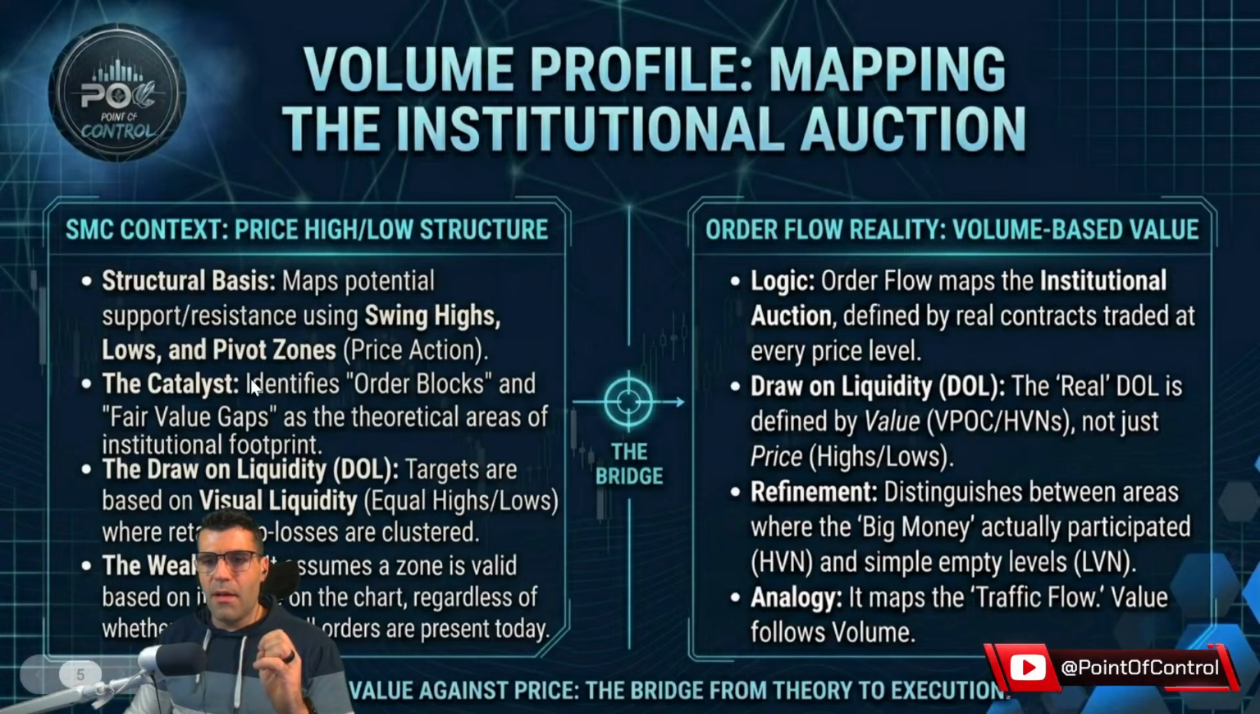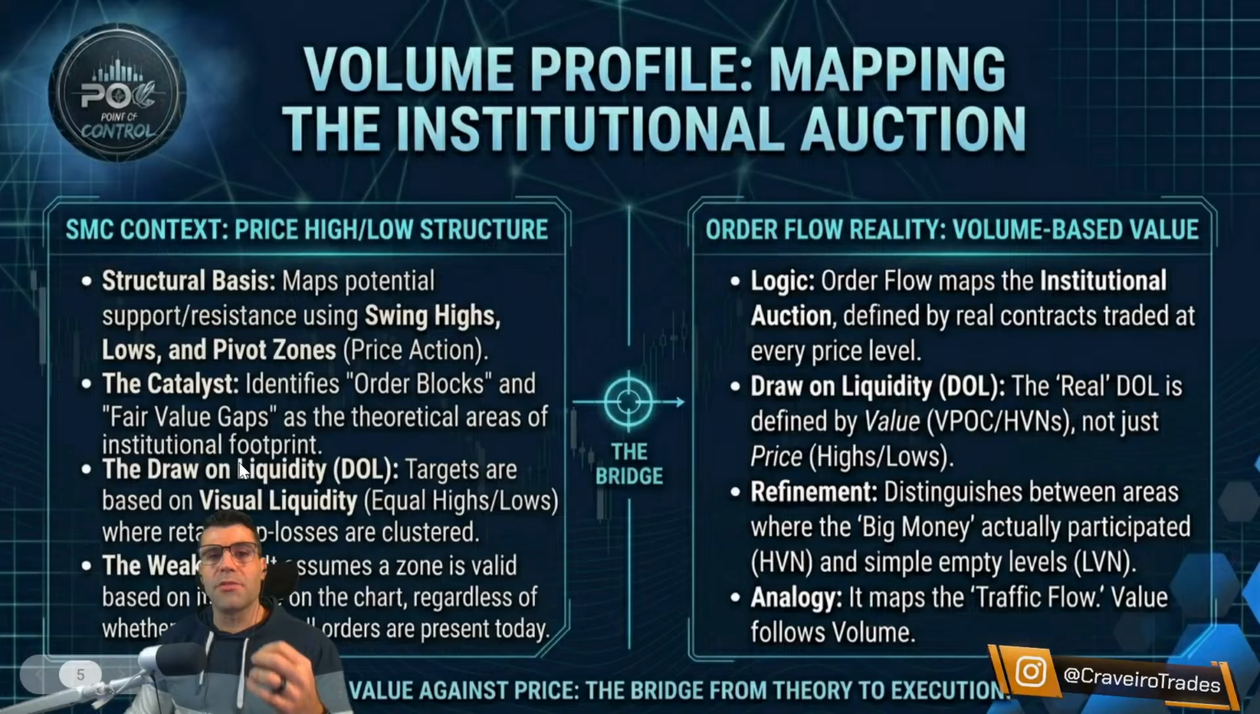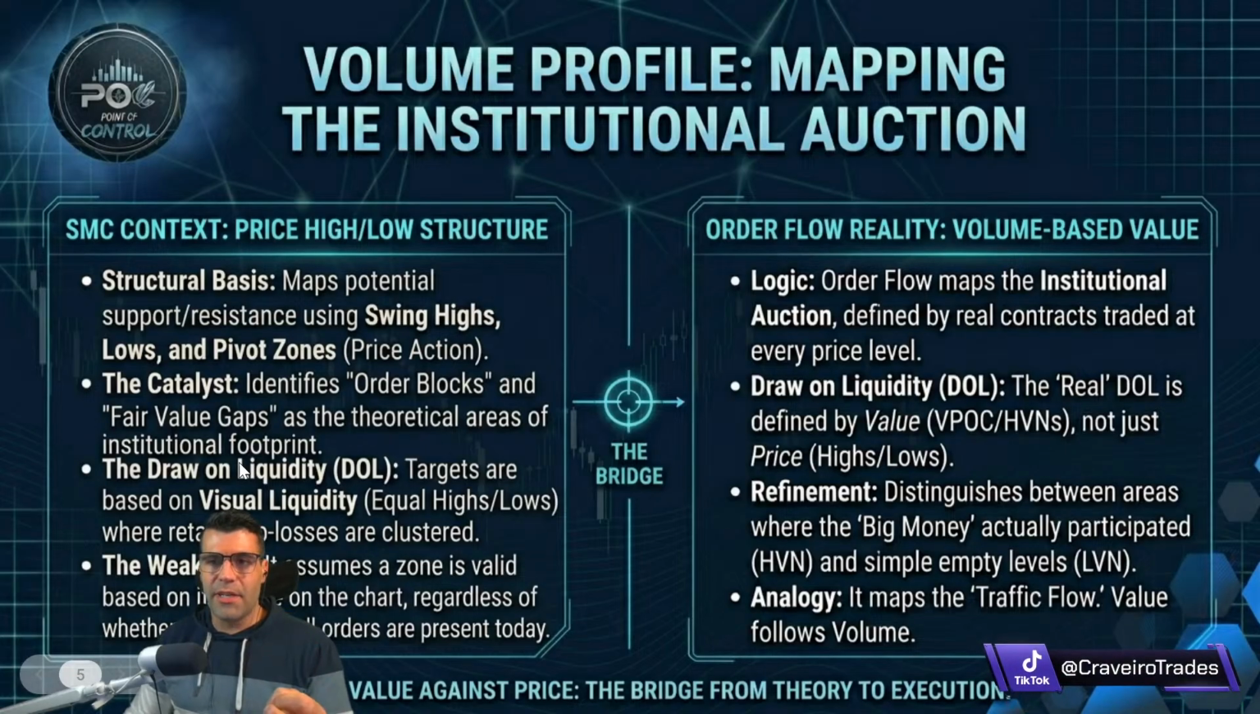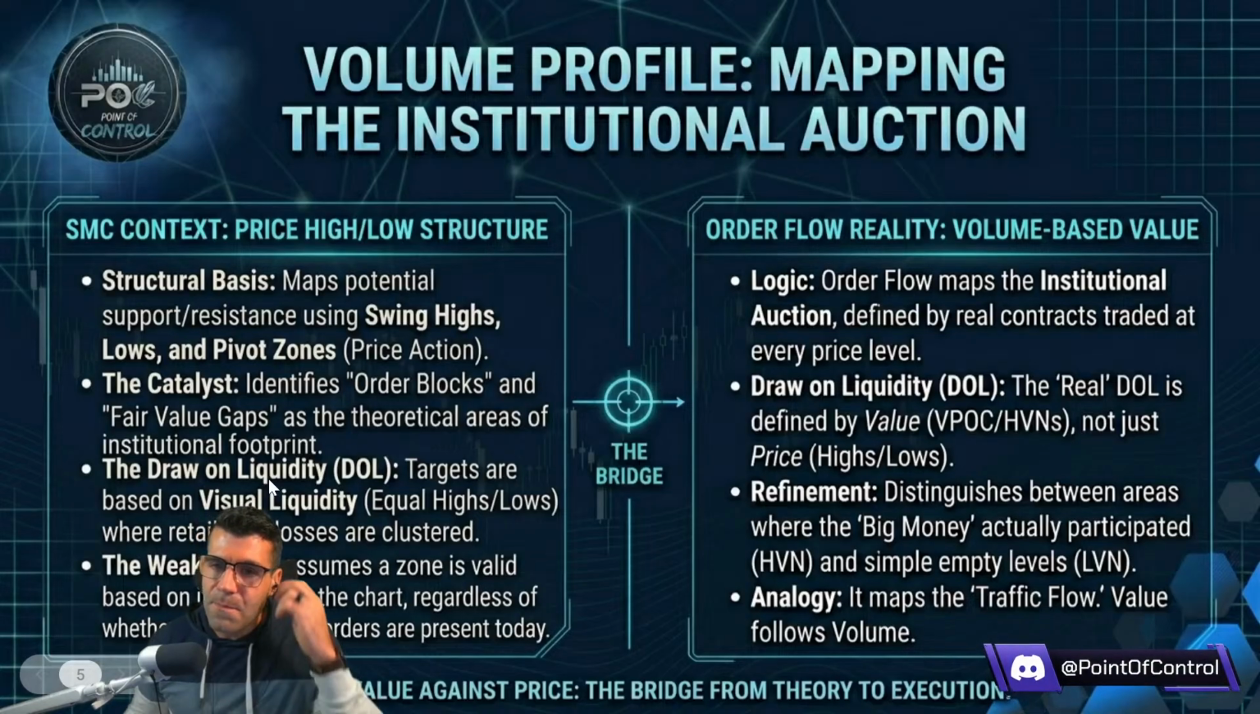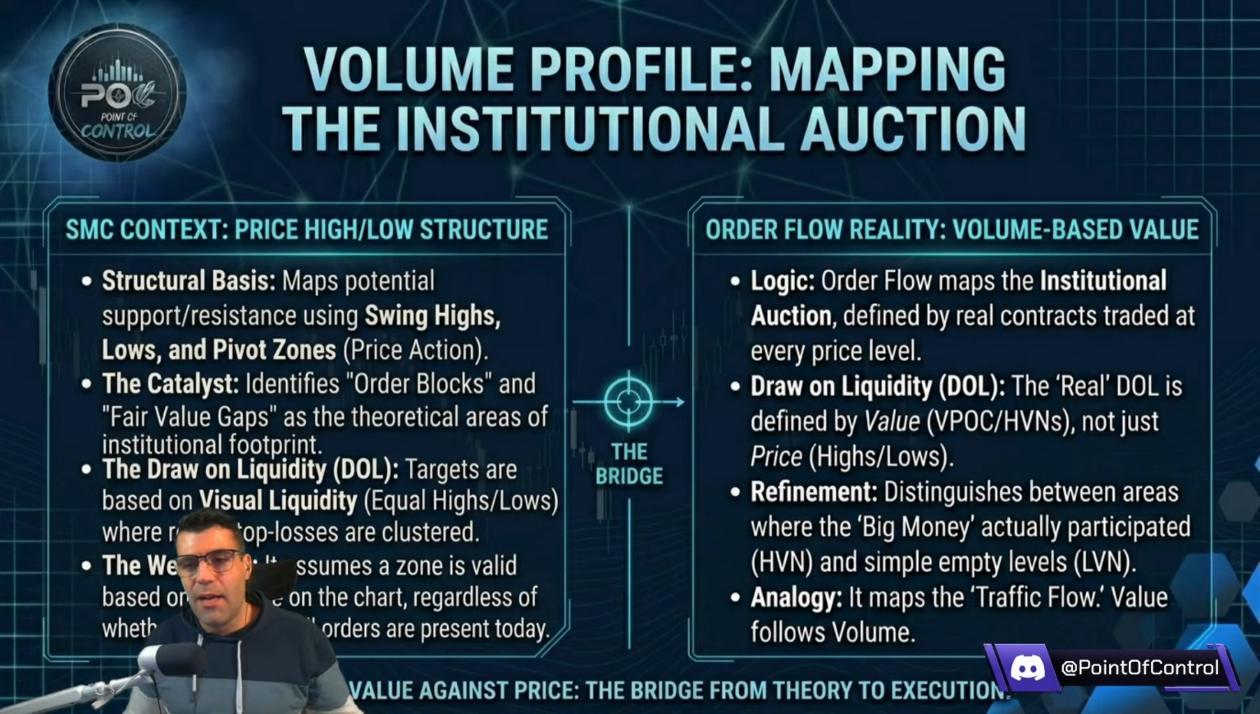So let me finish this up. The catalyst, it identifies order blocks, fair value gaps, and theoretical areas of institutional footprint that are actually going to be valid in your trade, that will actually hold and not just fail. How do you determine which ones are valid and which ones aren't? Order flow, auction theory. All right. So that's where you make the moolah.